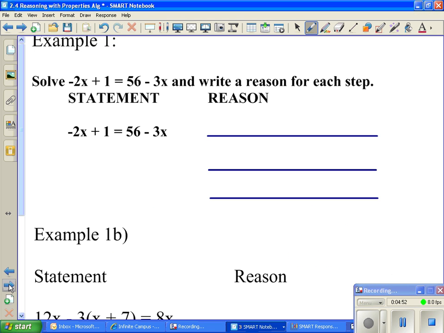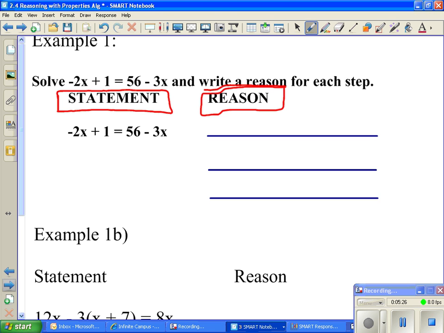All right, so here we go. We're given the problem, negative 2x plus 1 equals 56 minus 3x, and we want to write a reason for each step. Here's how you write it. I do two-column proofs because I think they're easier to see, especially when you're starting out. In a two-column proof, you're always going to have a column for your statements and a column for your reasons. You write statements in one column, reasons in the second column. This is how you're working out your problems today.